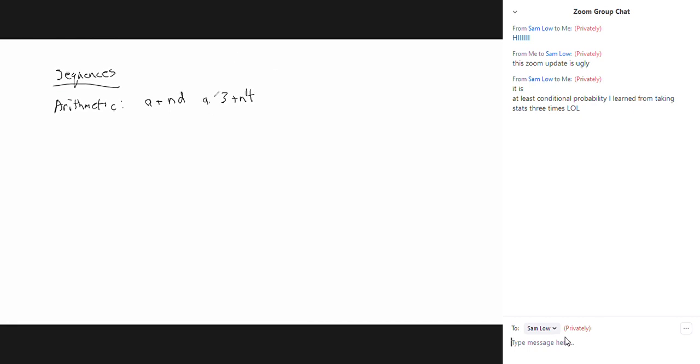So if these are the terms of the sequence, what would the sequence look like? It would look like 3, then 7, then 11, then 15. So this is like my A0 value, and then for all of these, what do I do? I add the 4 to get to the next value.